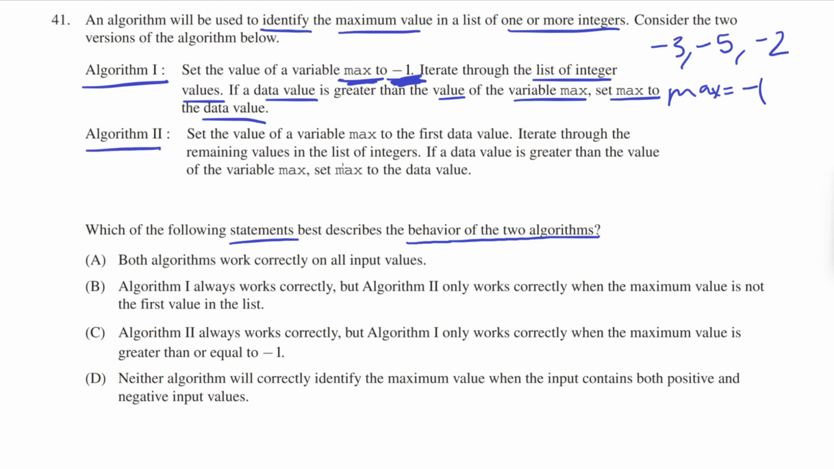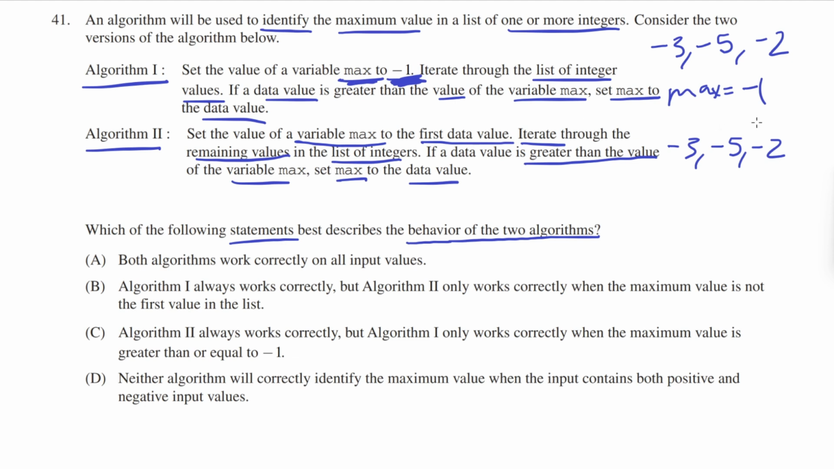Let's look at algorithm 2. Algorithm 2 says set the value of variable max to the first data value. Iterate through the remaining values in the list of integers. If a data value is greater than the value of the variable max, set max to the data value. So algorithm 2 is the same as algorithm 1, except the only change is that instead of setting max equal to -1 in the beginning, we're going to be setting max equal to the first data value. So imagine we have this case again, using this list of integers.